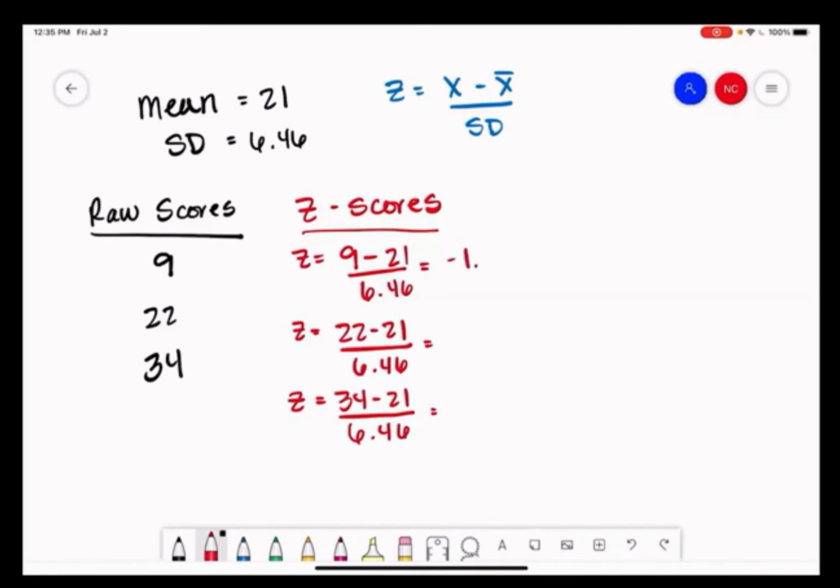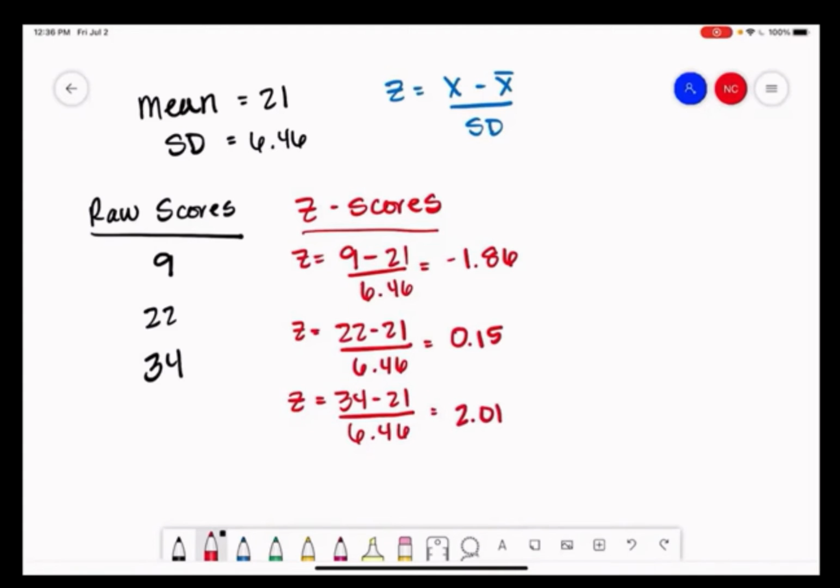So hopefully my calculator worked correctly. And we can round our first z-score to negative 1.86. Okay, if we did 22 minus 21 divided by 6.46, we should get a z-score of 0.15. And then the last one, we should get a z-score of 2.01.